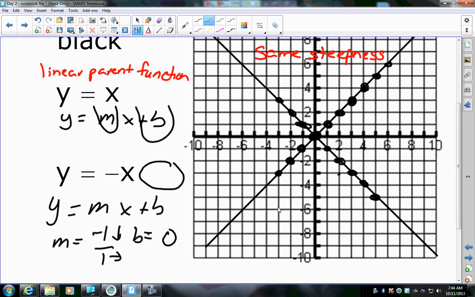The only thing that's different is their direction. Because if it's positive, it's going up. If it's negative, it's going down. That's the only difference, but the steepness is the same. All right, let's look at the next one.